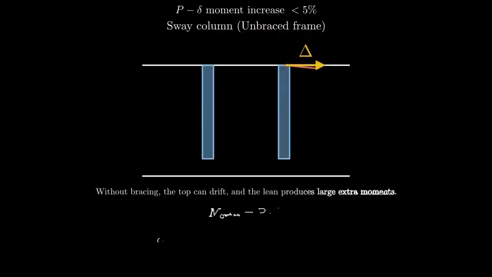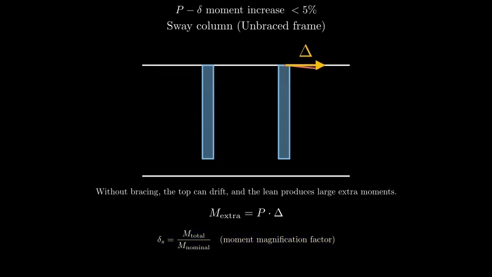Now consider a sway column, which arises when the frame is unbraced. The top of the column moves sideways, and that drift delta creates a much larger P-delta effect. The extra moment is P times delta, so we multiply our nominal moments by the magnification factor delta sub S to account for that lean.